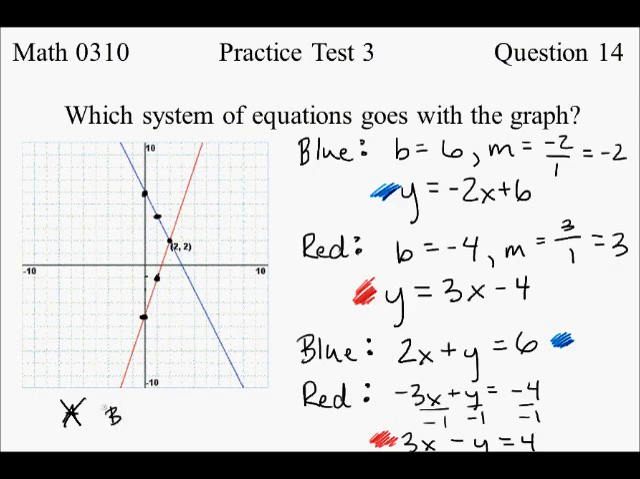Looking at C, 3x minus y equals 4, we do have that for the red equation, that's the same as this here. And then the next equation is in slope-intercept form, y equals negative 2x plus 6, which is what we have for our blue equation here. So it looks like answer choice C has a correct option for each of the lines, the blue and the red line.